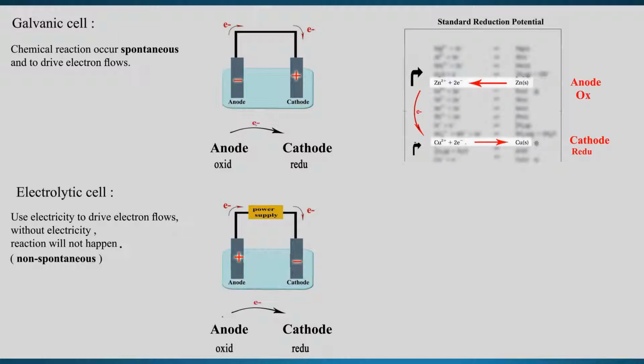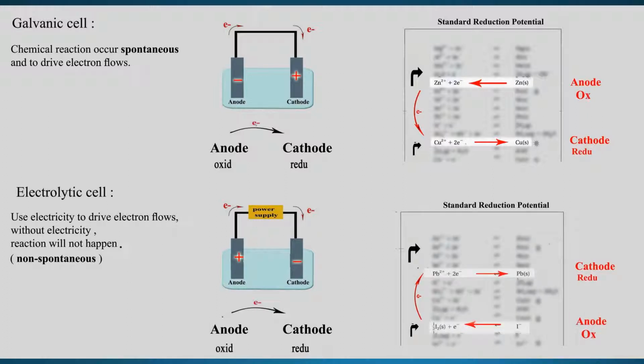Now look at the standard reduction potential difference. As normal, the anode has the reverse arrow, flowing down to the cathode, which has the same arrow. Keep in mind, the anode always has the reverse arrow, the cathode always has the same arrow. And this reaction we know is flowing down. It happens spontaneously.